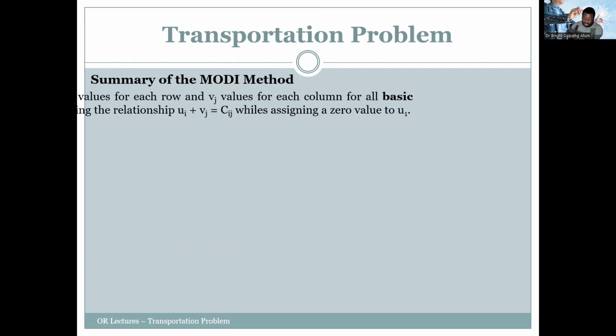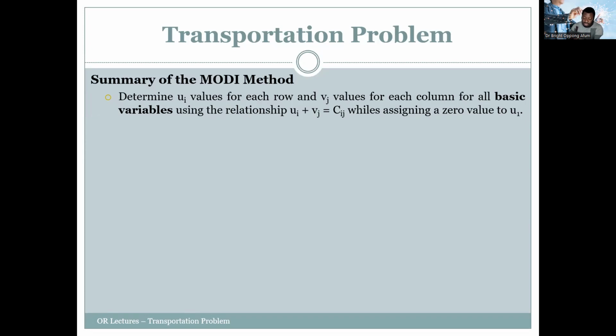So in summary, what the MODI method, or the modified distribution method, does is that, one, we determine the various values associated to the rows, that is the Ui values for each row, and the Vj values for each column, for all basic variables using the relationship Ui plus Vj is equal to Cij. So this is the relationship that we use. Usually when we do this, we assign 0 to any of the values, usually the Ui, before everything is solved.